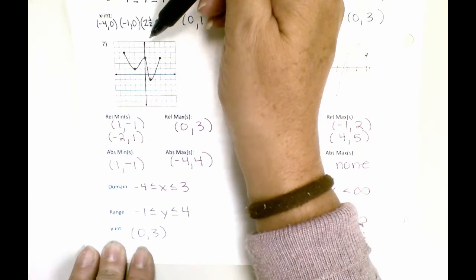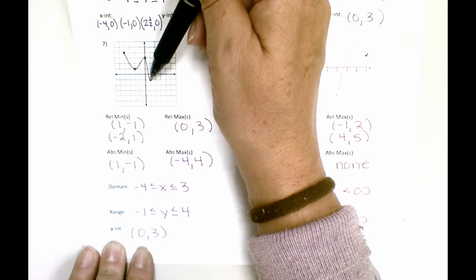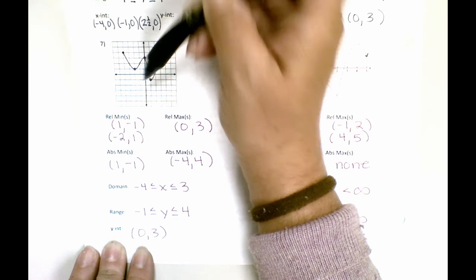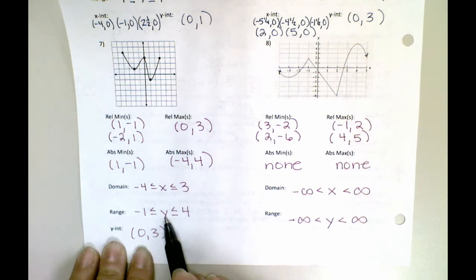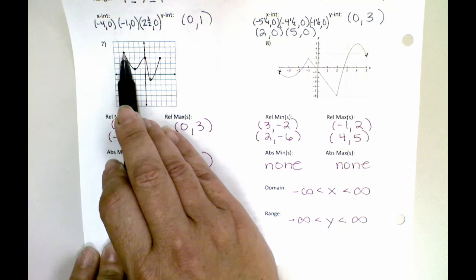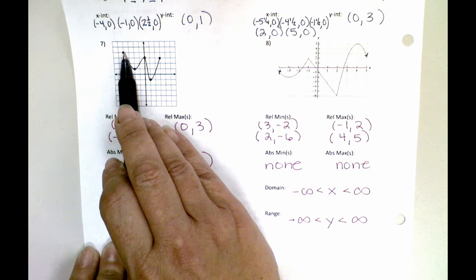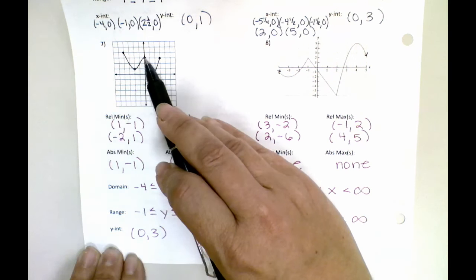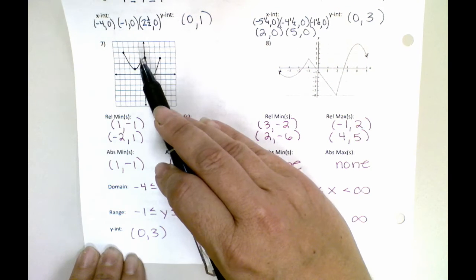So as I'm looking down, the very lowest point that I can reach is right here. The y value there is -1. As I look up, the very highest point I can reach on the graph is this one. The y value there is 4. Y-intercept is located at that local max at 0, 3.